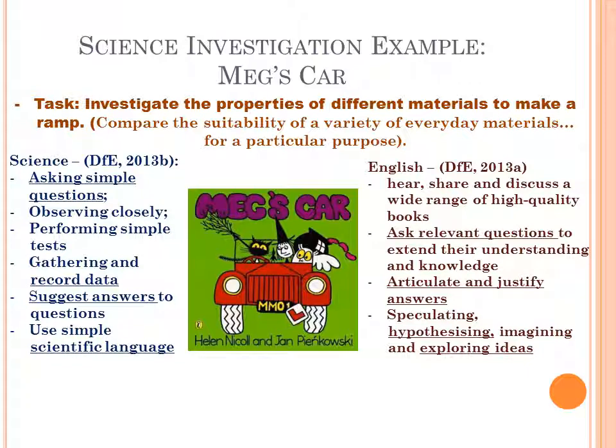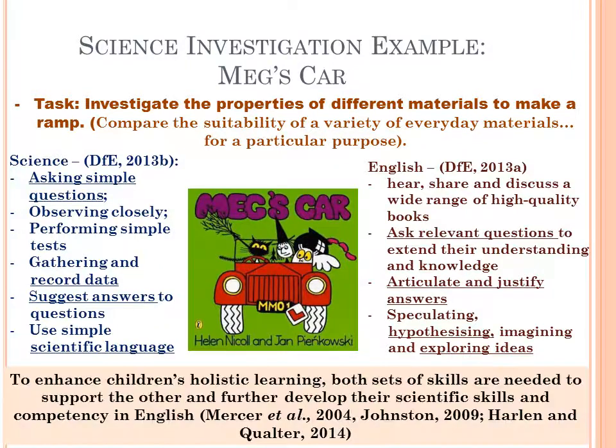As you can see underlined, there are overlapping statements, for example asking simple questions, being able to articulate and justify answers, using scientific language and speculating, hypothesising, imagining and exploring ideas. Therefore, by using a science and English link in an investigation, this will enhance children's holistic learning, as both sets of skills are needed to support the other and further development in their scientific skills and competency in English, as supported by Mercer et al. 2004, Johnston 2009 and Harlen and Coulter 2014.